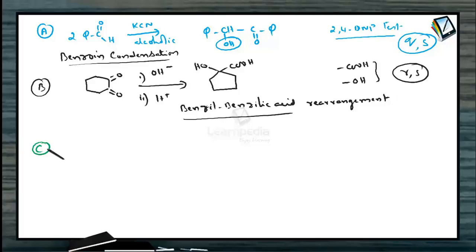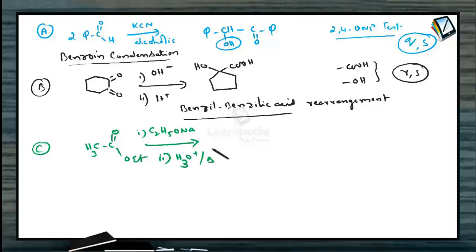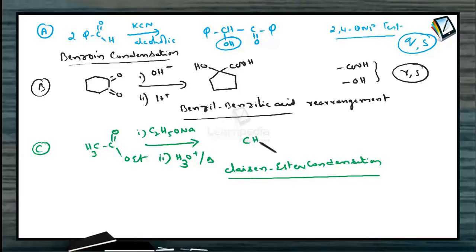And when we go for C, we have an ester CH3 C double bond O OEt, and on treatment with sodium ethoxide, which is a strong base, and then hydrolysis with heating in acidic medium, Claisen ester condensation takes place to give a ketone, and gives the product as acetone. It is a ketone, therefore it gives the 2,4-DNP test but not the iodoform test or the other two. Therefore only it goes with answer Q.